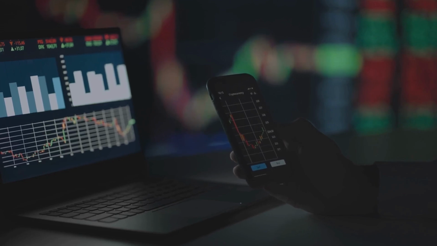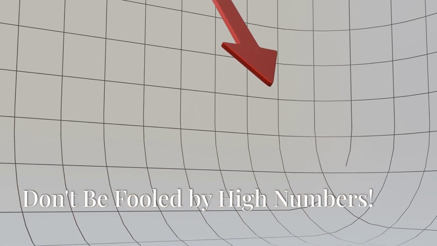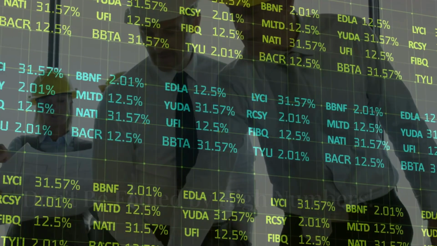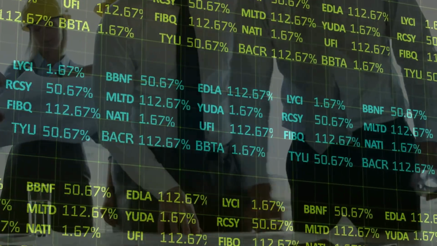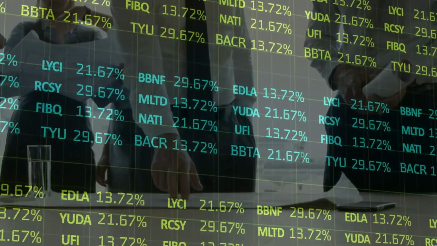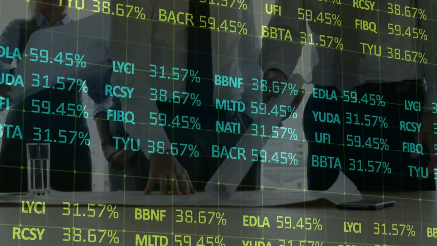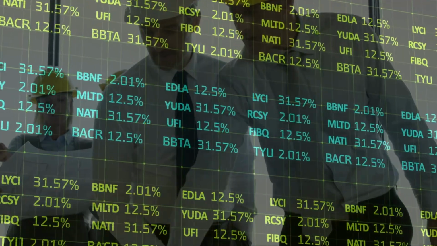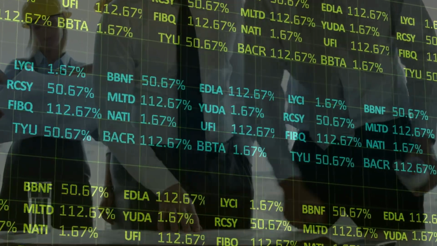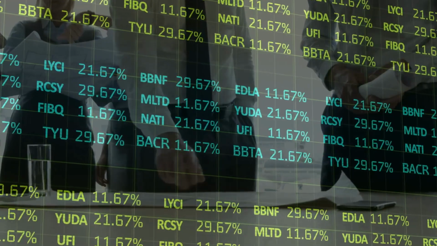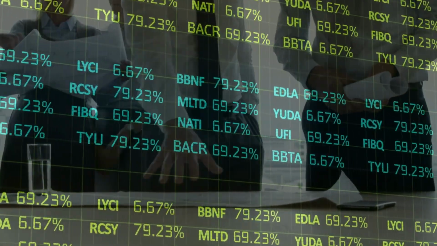Let's break it down. Dividend yield. Don't be fooled by high numbers. Alright, let's kick things off with dividend yield. Probably the first thing most people look at when they hear about dividend stocks. It's a metric that can be very enticing, especially for those new to investing or those looking for a steady income stream. But, as with many things in the financial world, there's more than meets the eye.